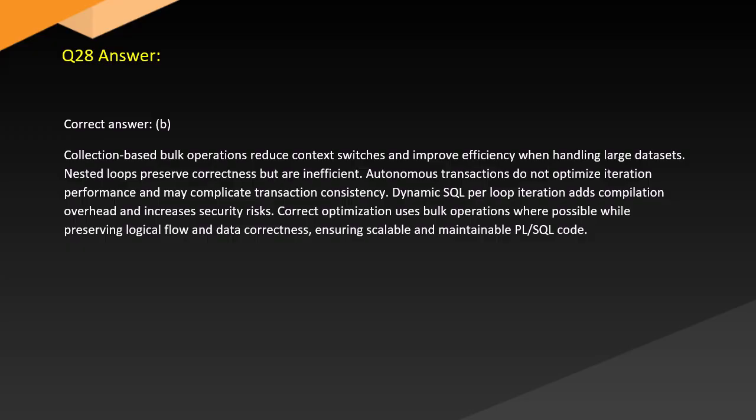Answer. Correct answer: A. Collection-based bulk operations reduce context switches and improve efficiency when handling large datasets. Nested loops preserve correctness but are inefficient. Autonomous transactions do not optimize iteration performance and may complicate transaction consistency. Dynamic SQL per loop iteration adds compilation overhead and increases security risks. Correct optimization uses bulk operations where possible, preserving logical flow and data correctness, ensuring scalable and maintainable SQL code.